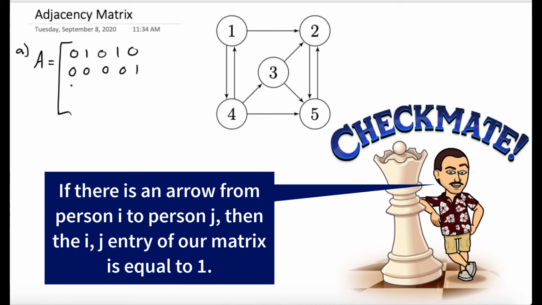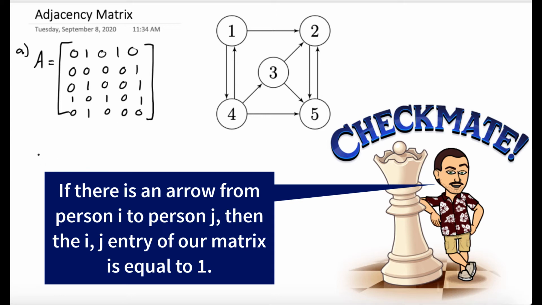So let's look at player 3. They did not defeat player 1, but they did defeat player 2. They didn't defeat themselves. They didn't defeat 4, but they did defeat player 5. And so for each of the players, we have to figure out who they defeated. And so this last one, player 5, only defeated player 2. So the only entry of 1 in this row will be in the second column.